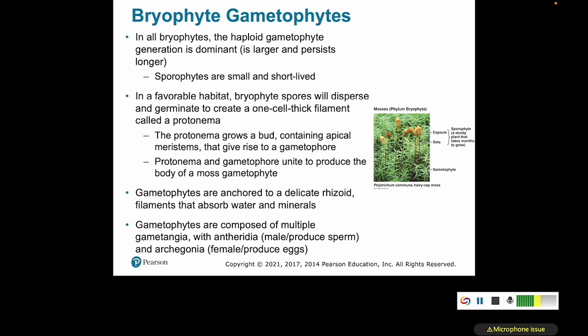And just like that video said, the male producing sperm, those sperm have to swim through water. So these plants are going to be most common in moist or damp habitats where the sperm can travel through the water to fertilize the egg. And also, the male and female gametangia are going to need to be close together so that the sperm are able to travel the distance to get to the eggs.